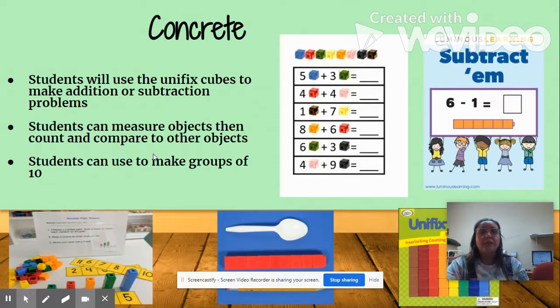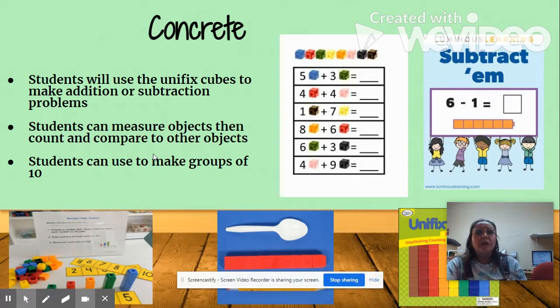In the concrete stage, students are using those cubes manipulatively. They are physically touching the unifix cubes. They have some in their hand and they're putting them together. Or if it's a subtraction problem, they might see 6 and have to take away 1, so they pull one apart. Students might also use the unifix cubes to measure. So 6 unifix cubes is equal to 1 spoon, or 5 unifix cubes are as big as this pencil.